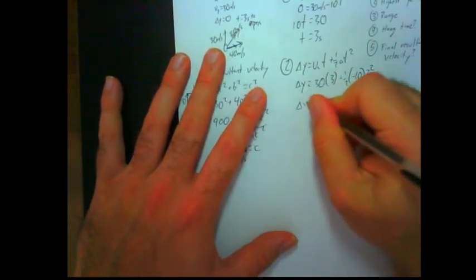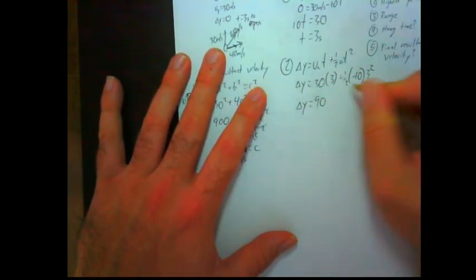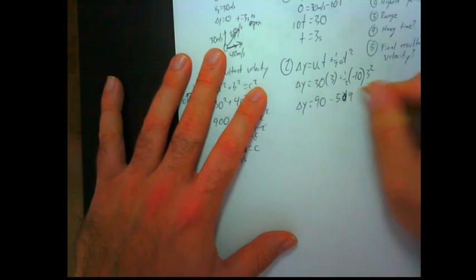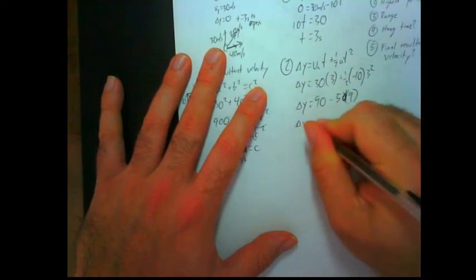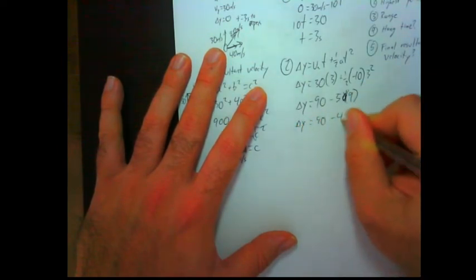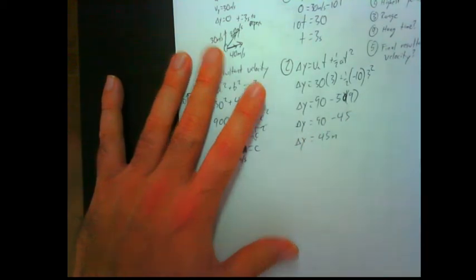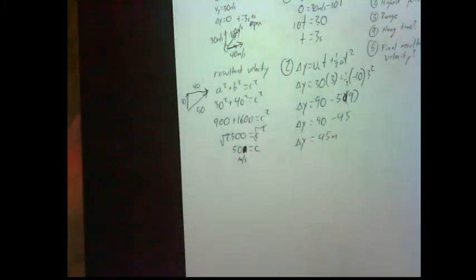Let's chug away. 3 times 3 is 9, times 10 is 90, minus 5t, or 5 times, excuse me, that's not a t. 3 squared is 9. 5 times 9, so delta y equals 90 minus 45. So delta y is 45 meters. That's how high it gets at its highest point.